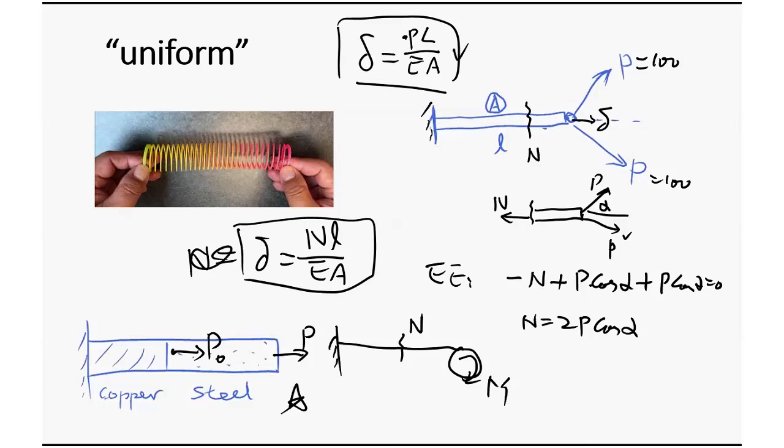So that bar is still uniform, even though it has a copper end? It's not uniform. So for a uniform bar, material has to be uniform. Cross-sectional area has to be uniform. Load, internal force N, has to be uniform. There are three things. All must be the same. Then you can call it uniform. All right?